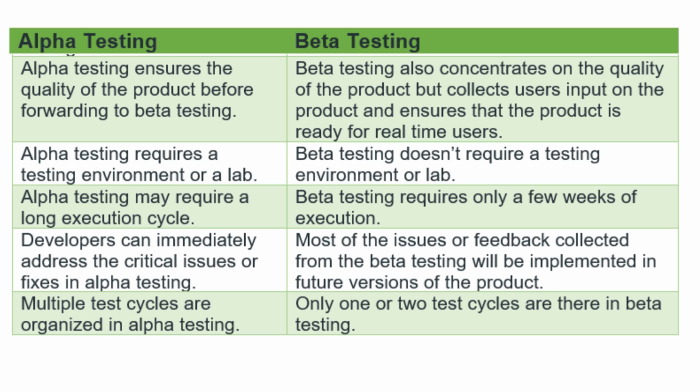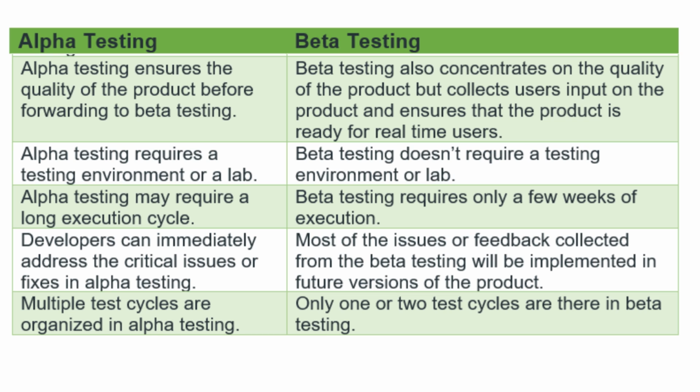Alpha testing requires a testing environment or a lab. Beta testing does not require a testing environment or lab because it is done on the end user's device. It can be a computer, a mobile phone, a tablet, or any external device. Alpha testing may require a long execution cycle, whereas beta testing requires only a few weeks of execution. The next point is that the developer can immediately address critical issues or fixes in alpha testing.